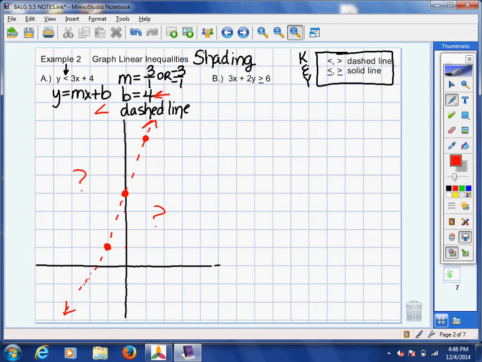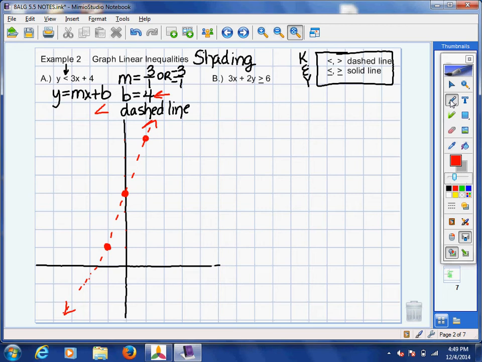Okay, now this is the strategy that I use, and it can be confusing. I don't mean to be confusing. I'm going to erase my question marks now, okay? Because it's not going to be a question mark anymore, we're going to figure this out. To figure out the shading, I usually pick the easiest point to plug into. As long as my line does not go through this point, I use 0, 0. I use 0, 0 as a tester.